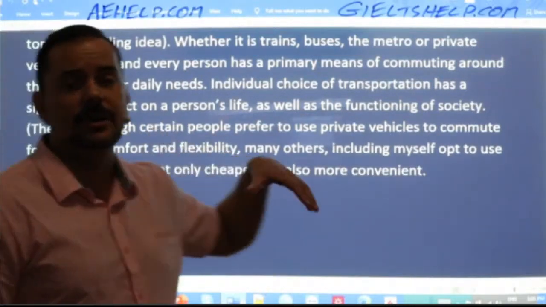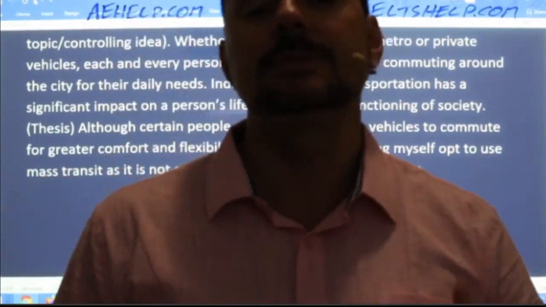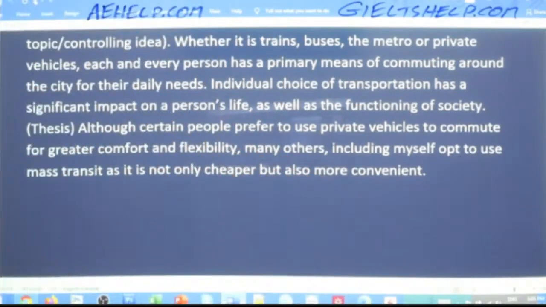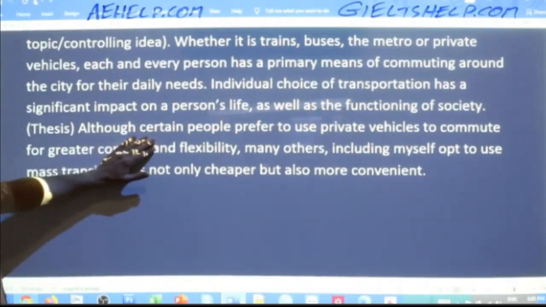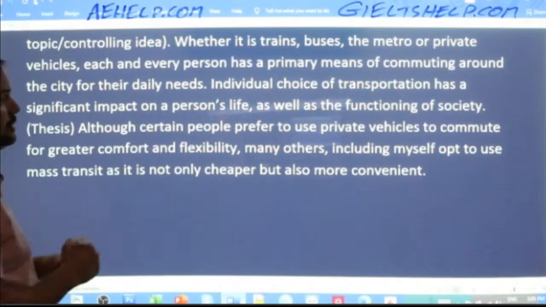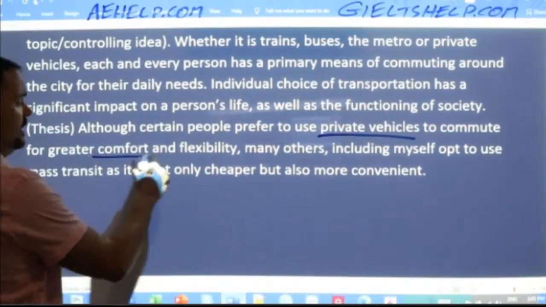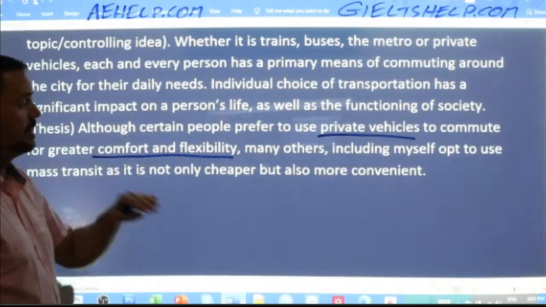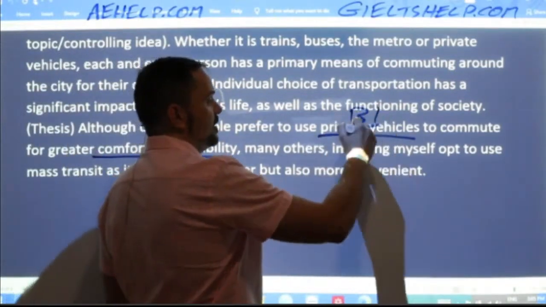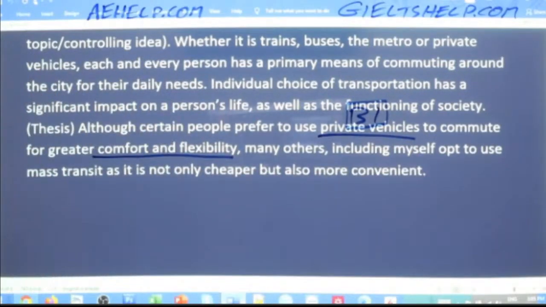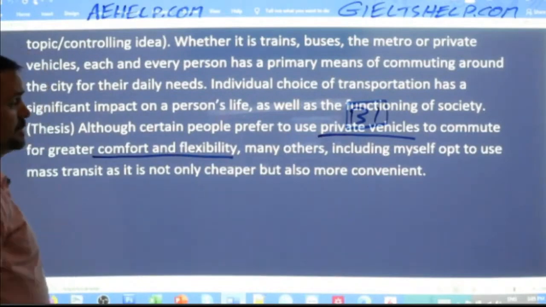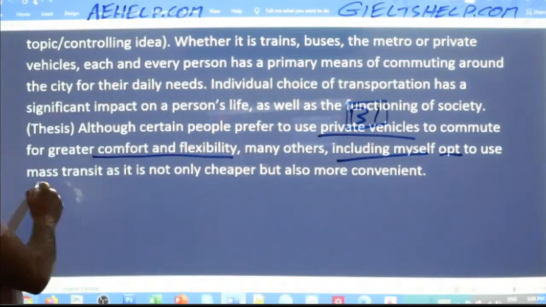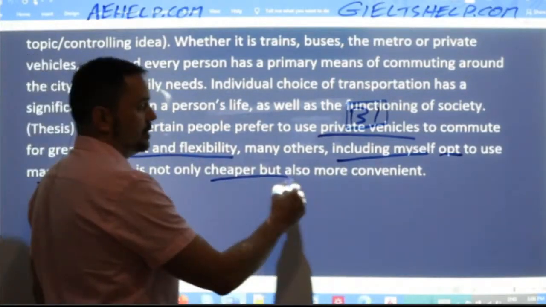I'm not telling my reader what I will write about, but I'm simply writing about it. So I'm telling my reader very directly what I will write about instead of saying what I will write about. So here I'm telling my reader that, look, you can expect that in the first body paragraph, I'm going to write about private vehicles, specifically for comfort and flexibility. So I'm going to explain how private vehicles are preferred by people for greater comfort and flexibility. So that's going to be my body paragraph one. And I'm also telling my reader that in my second body paragraph, I'm going to explain why certain people, including myself, opt to choose to use mass transit or public transit for the reasons that it's cheaper and convenient.